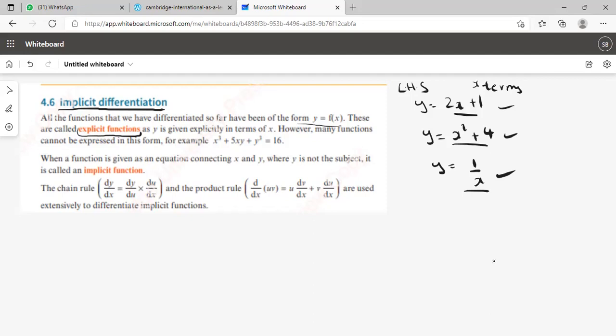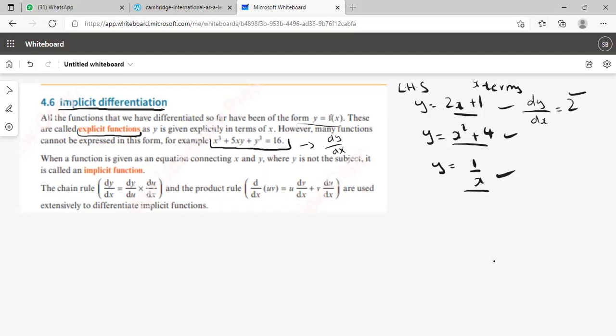Now we are going to talk about a different type of question. We are going to talk about such a case where you have been given this type of equation. This is also an equation, and the question is saying you need to find dy by dx. Now, in these cases, things were very simple. We used to differentiate both sides by x. Let's say this one. So we used to do it this way. dy by dx equals 2.